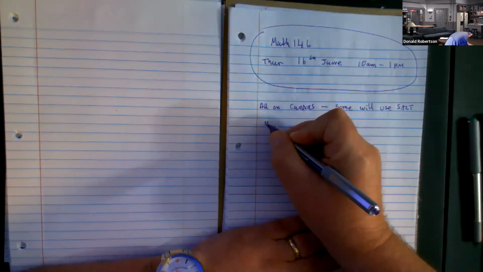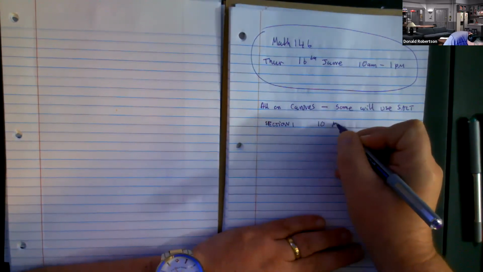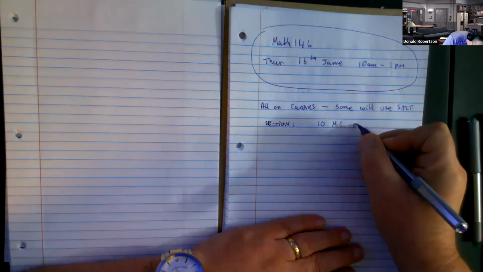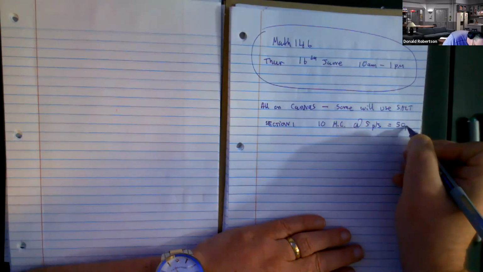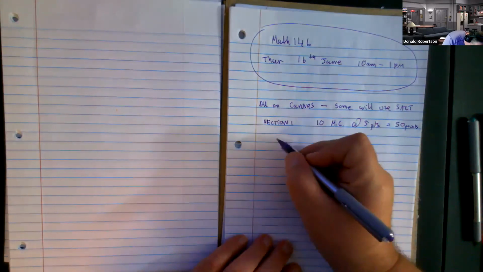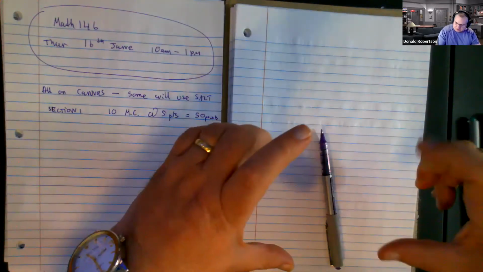Now, it's going to be in 2 parts. The first part is section 1. And that's going to be 10 multiple choice questions. And they're going to be at 5 points each. And that's going to get you 50 points. So far, so good. And then in section 1, because you're going to take pictures like in the midterm and send it to me, this is all I will see.